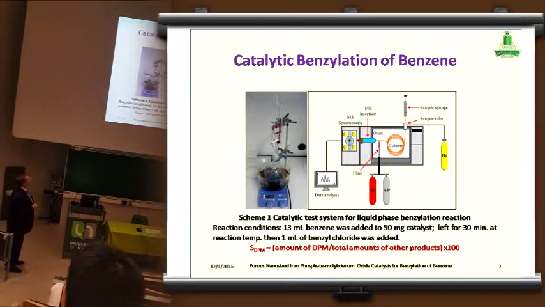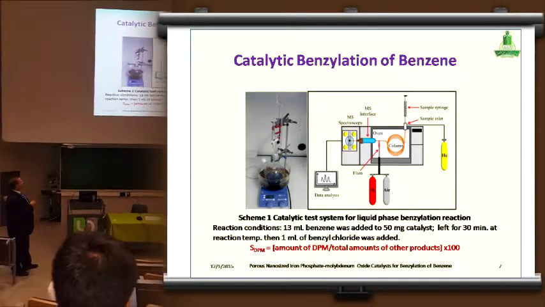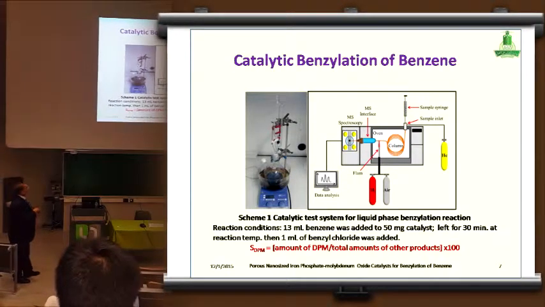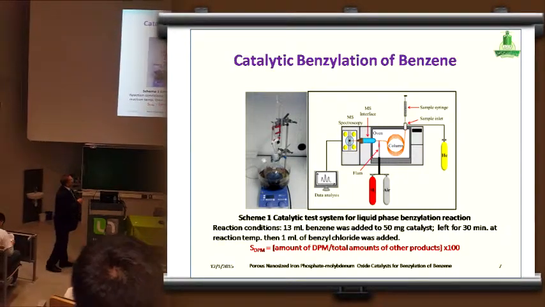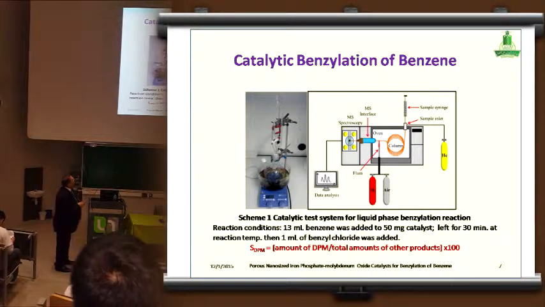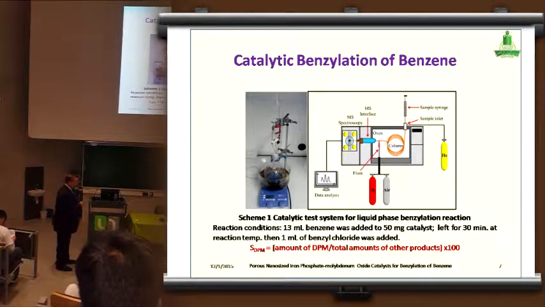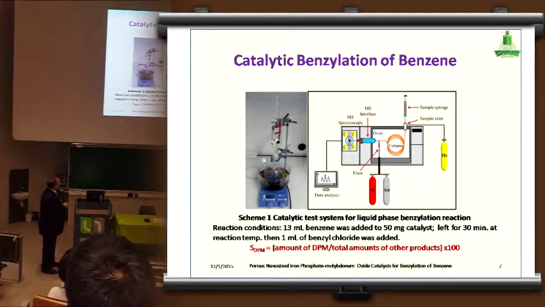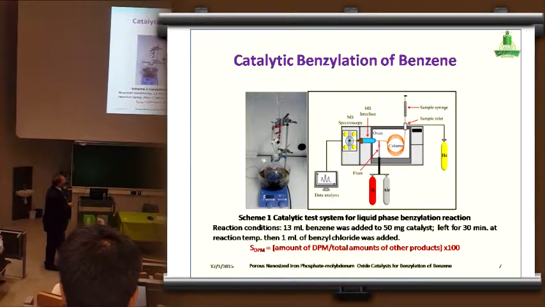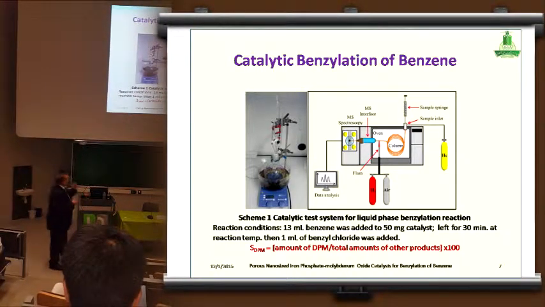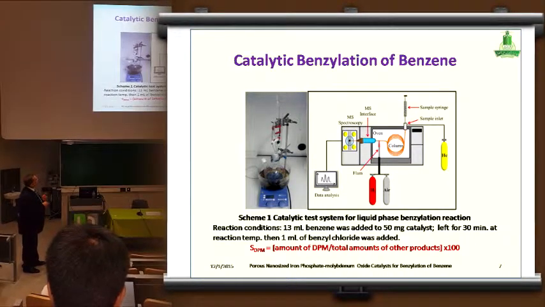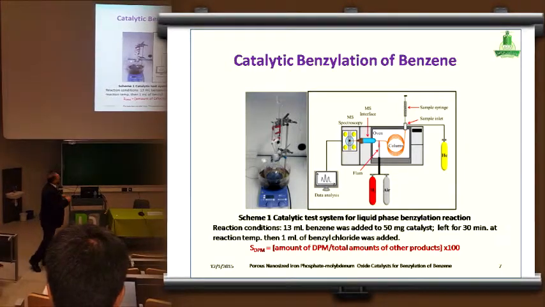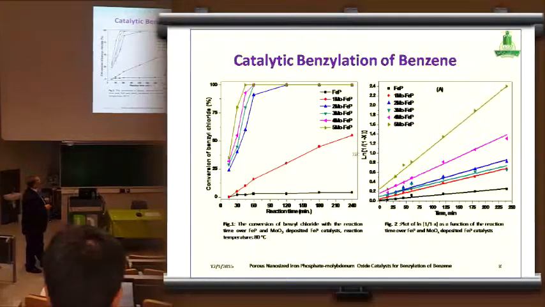We tested these catalysts towards the benzylation of benzene. The reaction itself takes place in a three-neck flask batch reactor, in the liquid phase, with product injection into the GC-MS, following up the product in order to see the percent conversion. Also, we used benzene in excess, using 50 milligrams of the catalyst, and then adding just 1 ml of benzyl chloride, so that the reaction is first order towards benzyl chloride, and benzene is found in excess.